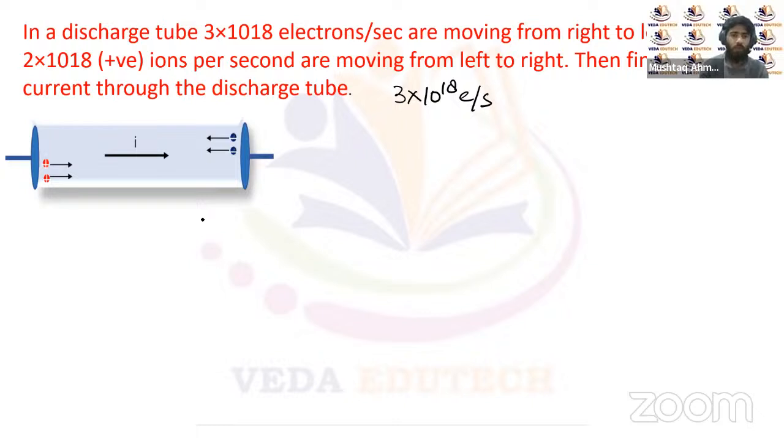From right to left, in this discharge tube, there are 3 into 10 to the power 18 electrons flowing per second. So the time has been given as 1 second, which is the time for which these charges are flowing.